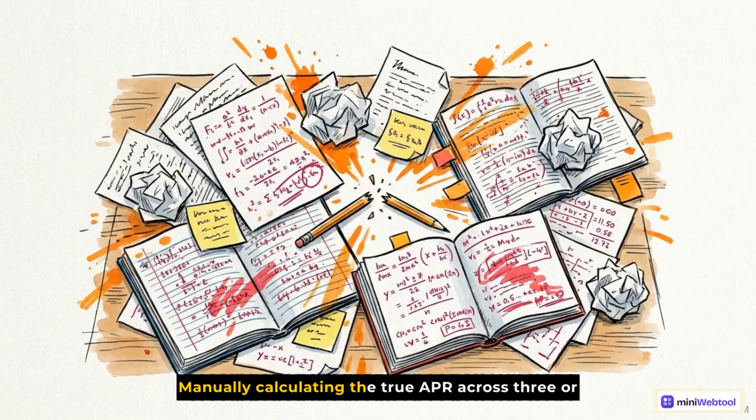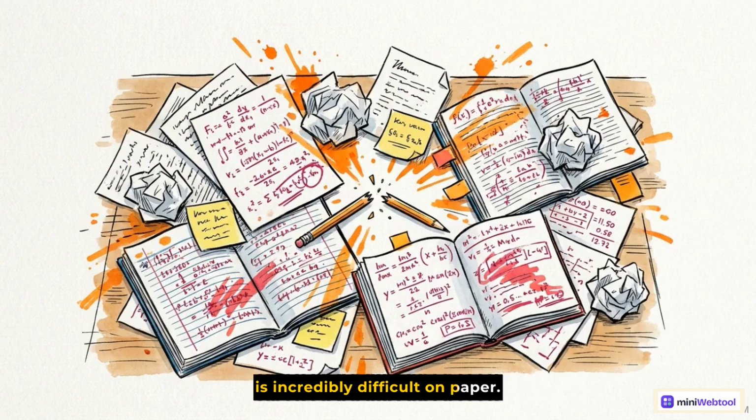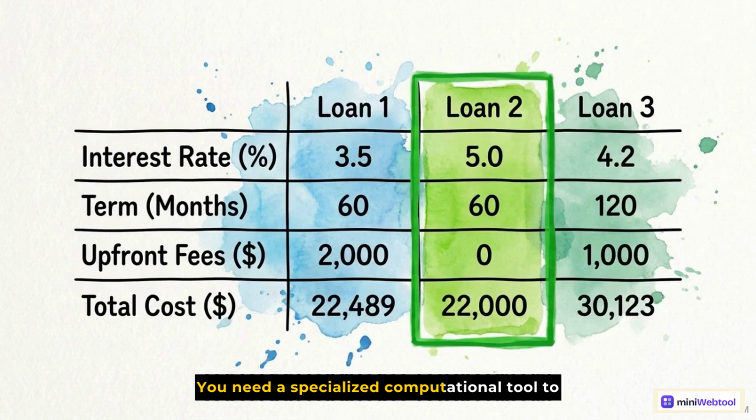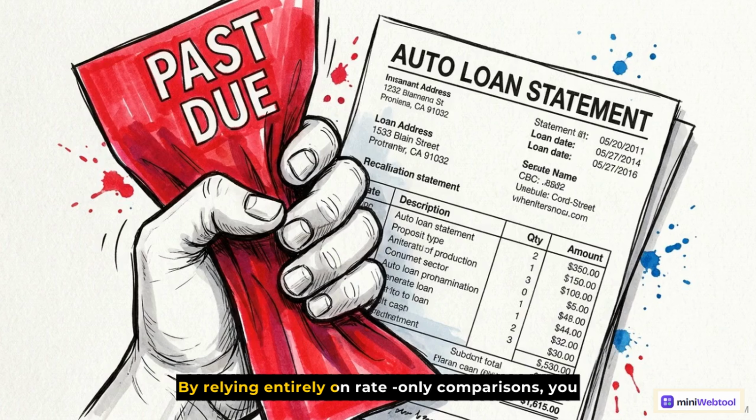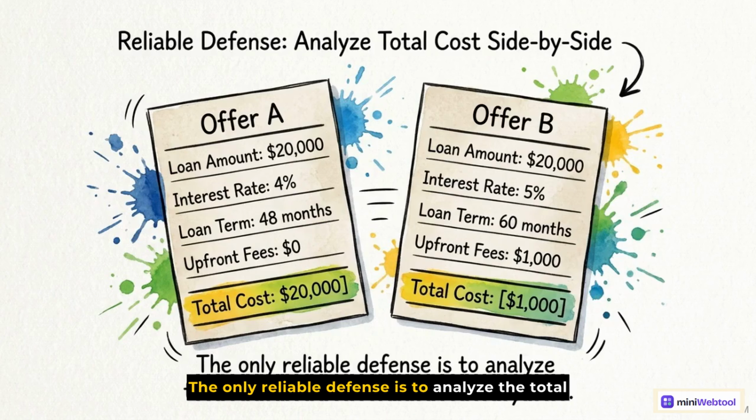Manually calculating the true APR across 3 or 4 different offers with varying terms and fees is incredibly difficult on paper. You need a specialized computational tool to process the variables accurately. By relying entirely on rate-only comparisons, you expose yourself to predatory fee structures. The only reliable defense is to analyze the total cost of each offer side by side.